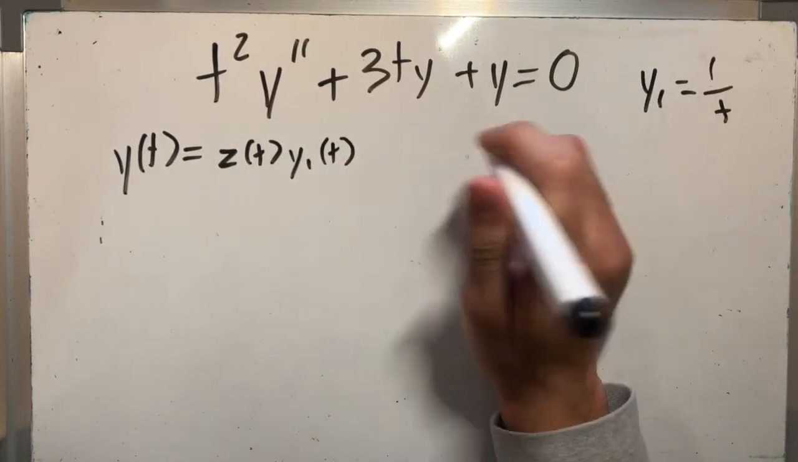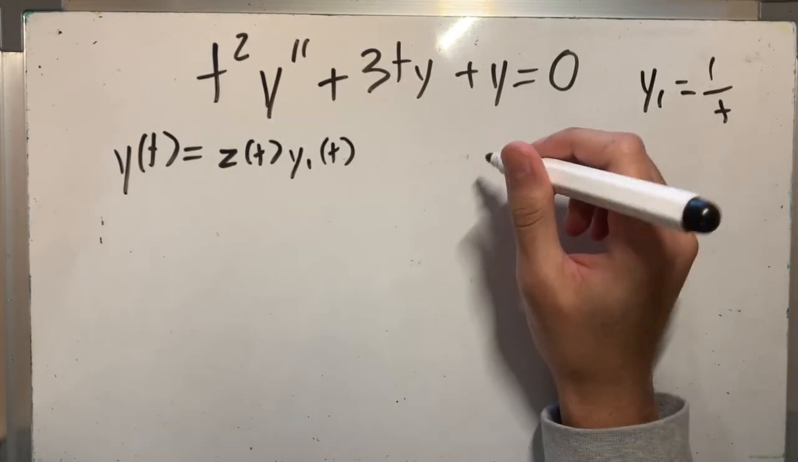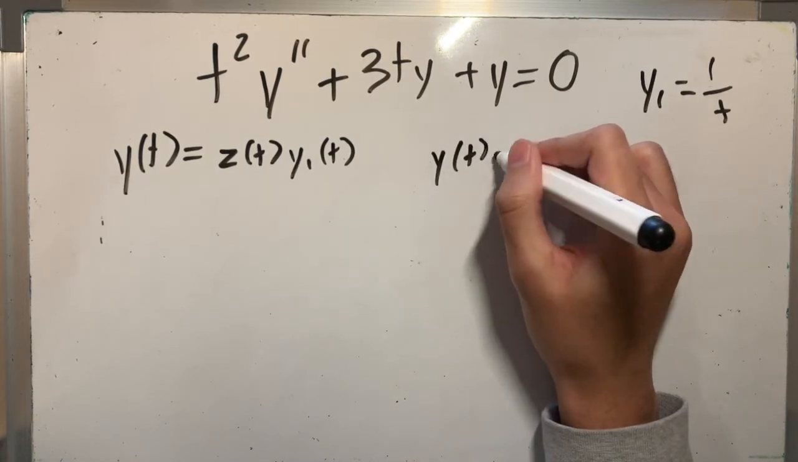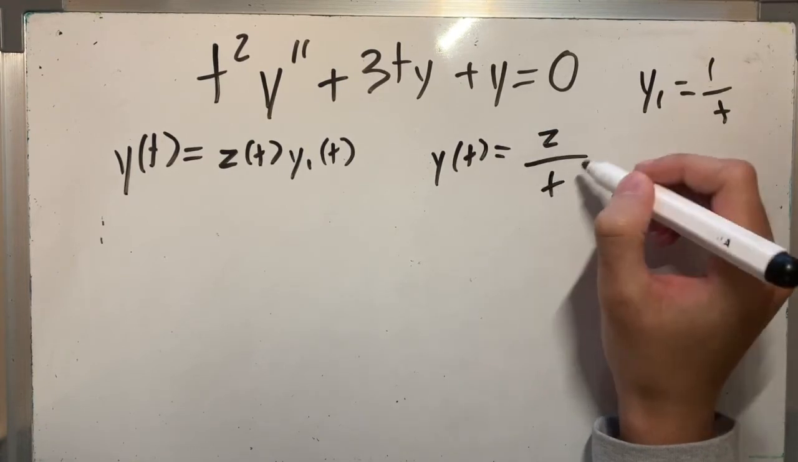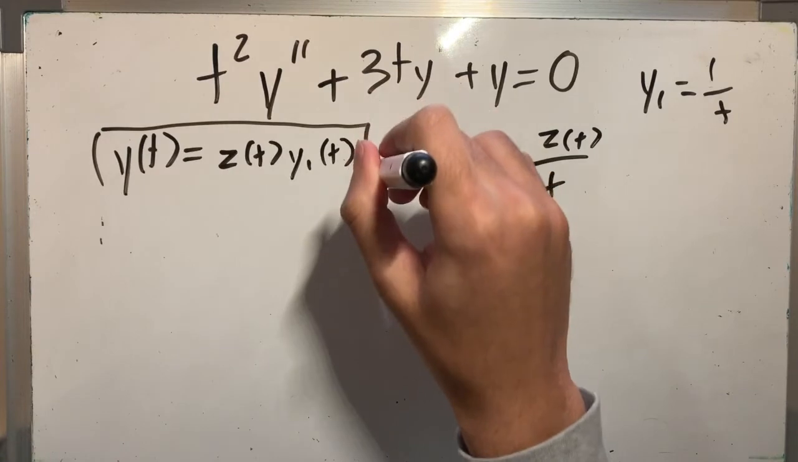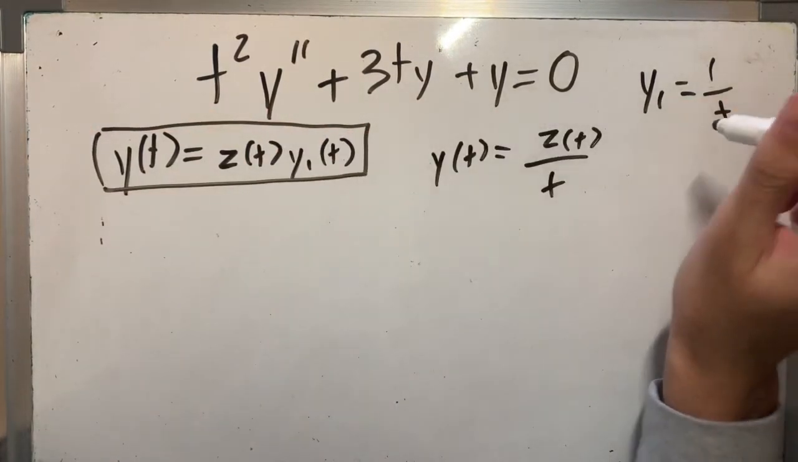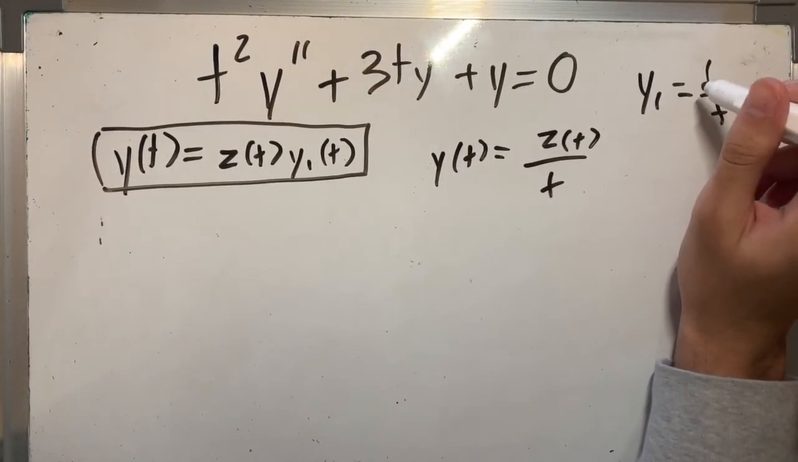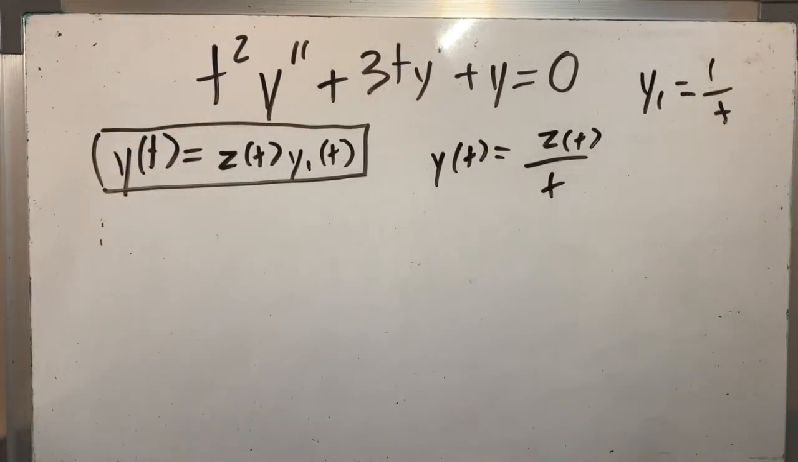Since we know y1 is equal to 1 over t, and z is just always going to be z, we know that y of t is equal to z over t. This is just something you'll have to know. Using this, and this is in the question, we have one of the solutions and we have the differential equation. We can find y of t.